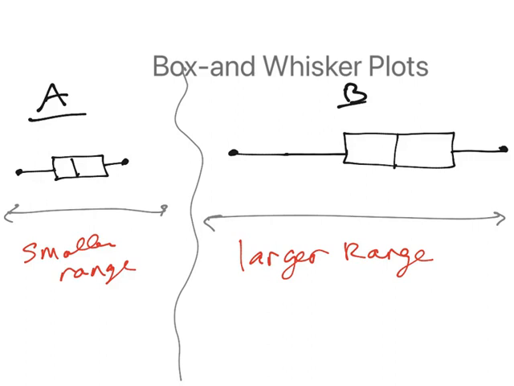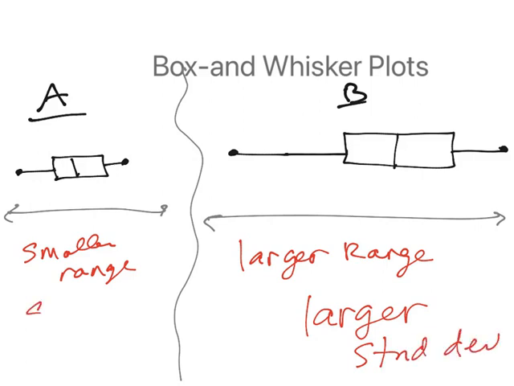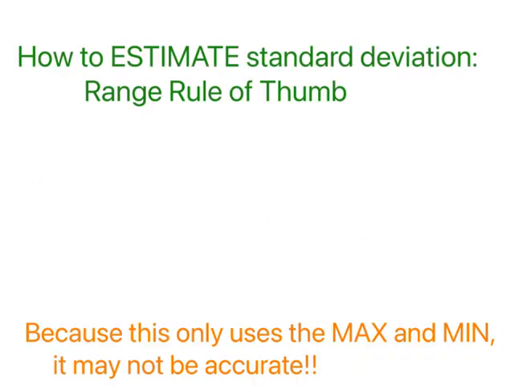Because a larger range means a larger standard deviation, and a smaller range means a smaller standard deviation. That's looking at it graphically. If you're looking at numbers, it's not as easy to identify, but you can still look at your range. If you have a huge range, you're probably going to have a larger standard deviation.